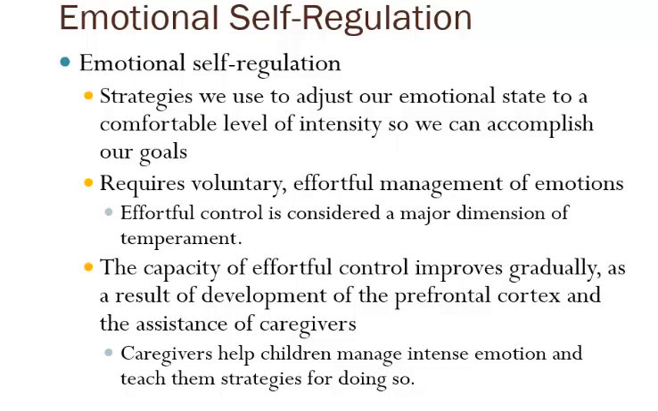Emotional self-regulation, and this is something that parents do, and it's something that children do also, is a strategy that we use to adjust our emotional state so we can accomplish our goals. Adults are obviously a lot more sophisticated at this, where they can manipulate and pretend that they like people when they really don't, in order to manipulate them into doing what they want.